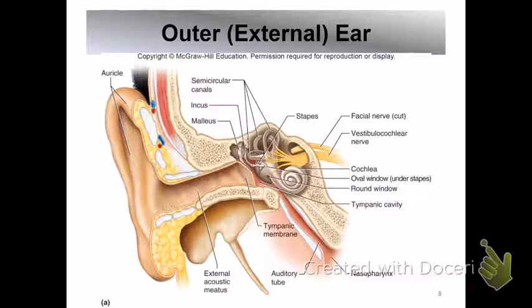The auricle or pinna, that's this part right here, directs sound waves into the ear, so that's the outer part. The external auditory meatus, that's going to be this part right here, contains hairs and wax to help block large foreign particles, like bacteria or bugs or flies or roaches. I know you've probably heard stories where bugs crawled into people's ears. Ooh. It also transmits sounds to the tympanic membrane.